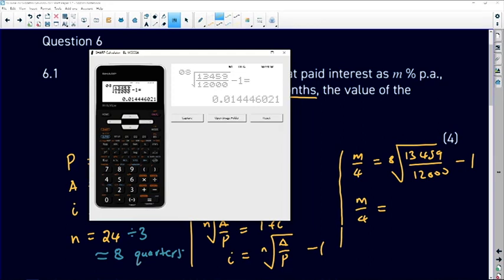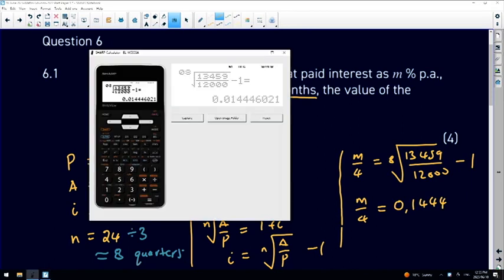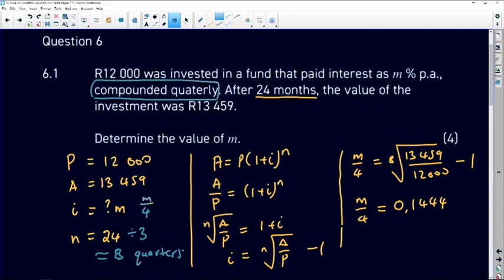I'm ending up with 0.1444, and I think the other digits there are 6021. It continues, of course.